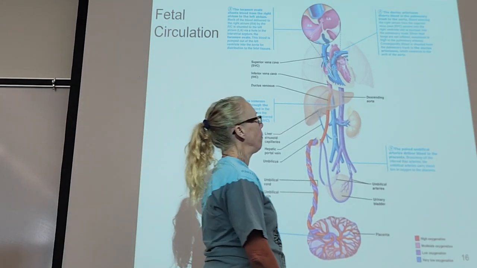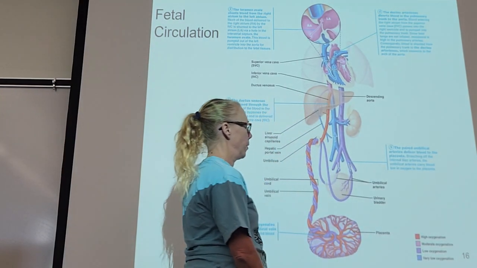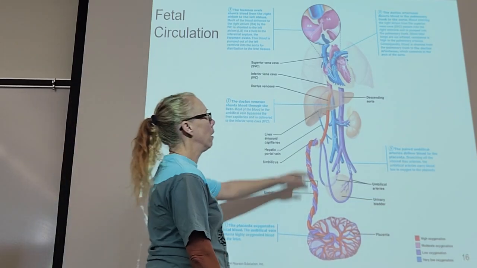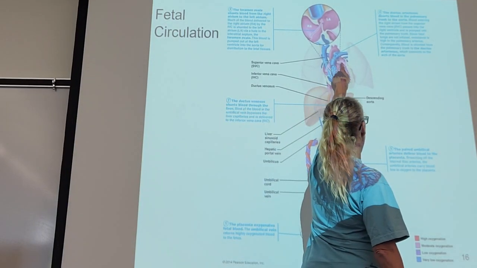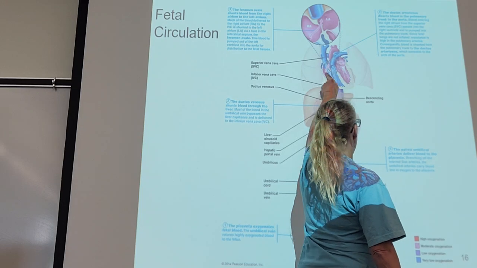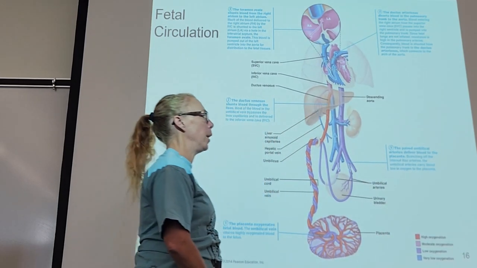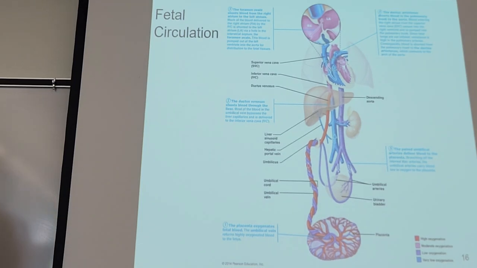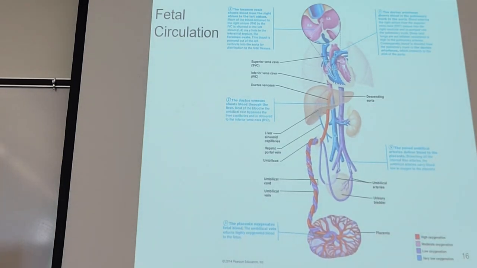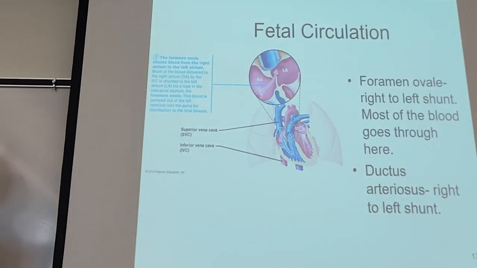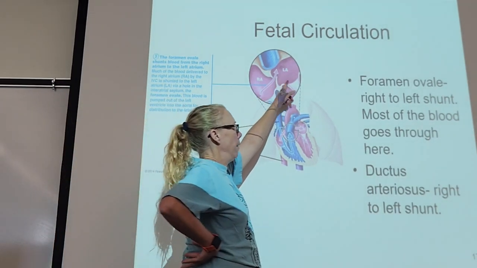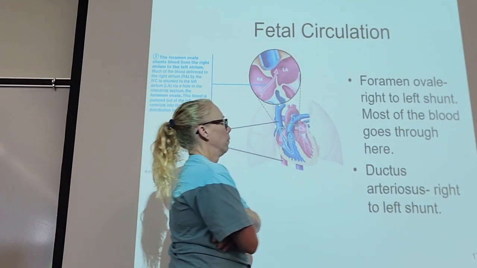In a fetal heart, we have an opening, this purple arrow here, that goes in between the right atrium and the left atrium. That opening is called the foramen ovale, in between the right and left atrium.